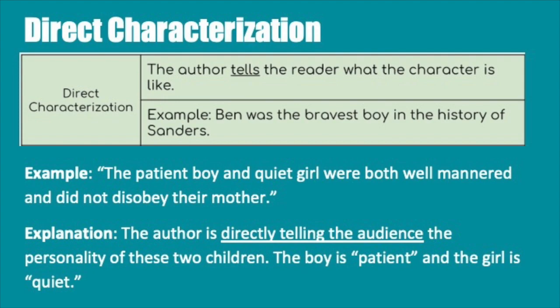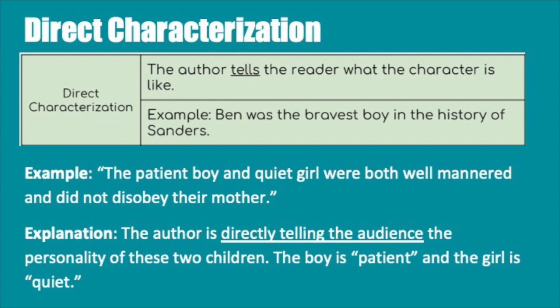For example, Ben was the bravest boy in the history of Sanders. So, here the writer will directly state that Ben was the bravest boy, and so we know that Ben is brave. You don't have to guess, you don't have to infer, because the writer is telling us directly that Ben is brave. So, here's another example.